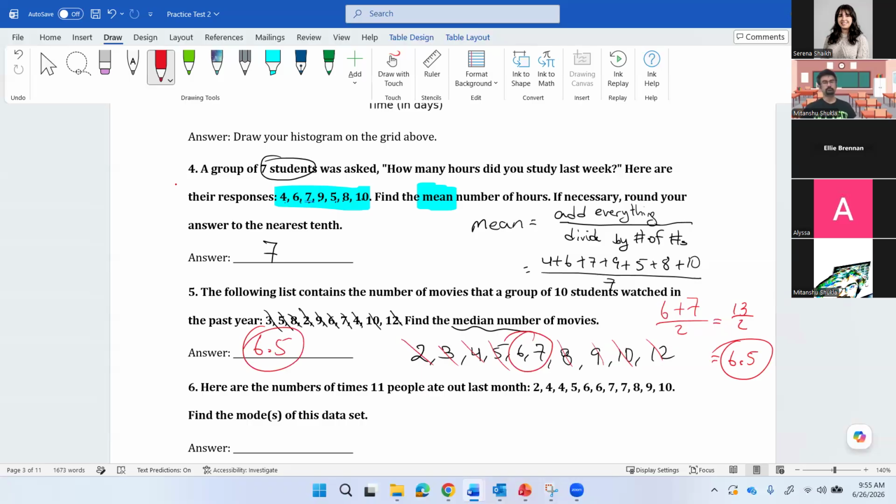So we shouldn't round it at all. No, no. And this kind of makes sense, right? Ellie said, well, what does median mean? It means in the middle, right? So if I've got 2 numbers left in the middle, what's in between 6 and 7? It can't be 7, right? 7 can't be in between 6 and 7, but 6.5 makes sense that it's in between 6 and 7. Does that make sense?